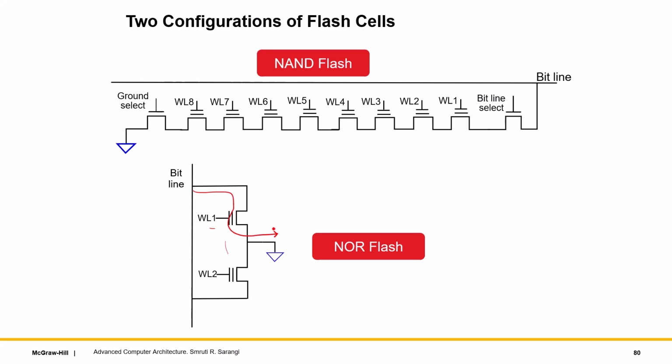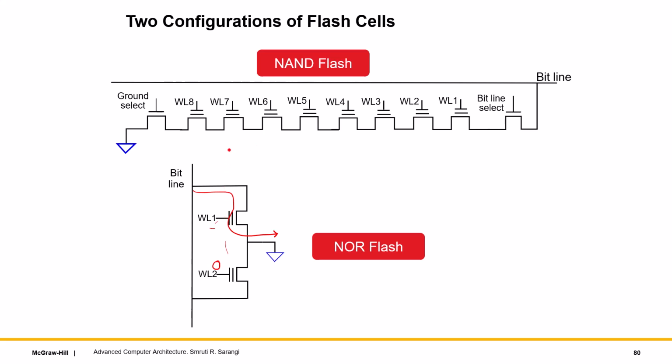So in general, if you want to read the value in, let's say, cell 1, you would set the word line voltage to 0 here, and we would read the value of cell 1 by setting the reading voltage somewhere between Vt and Vt plus, the word line voltage.